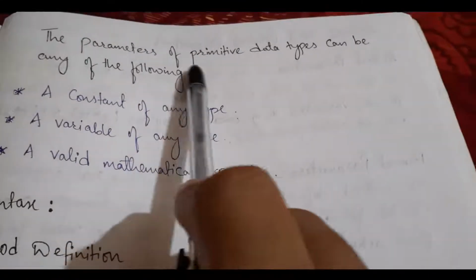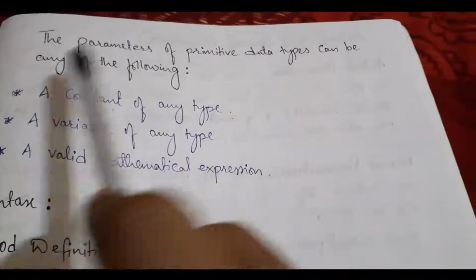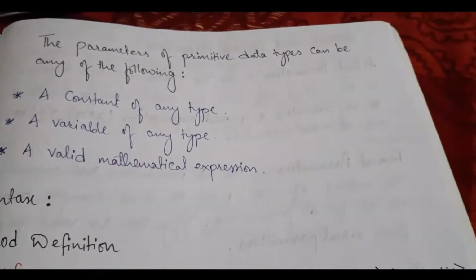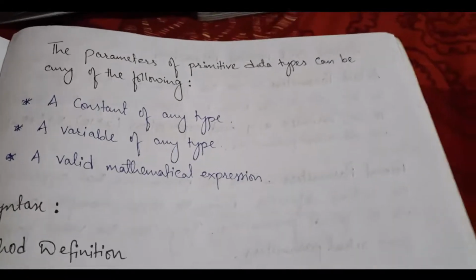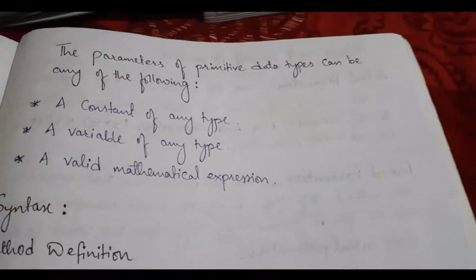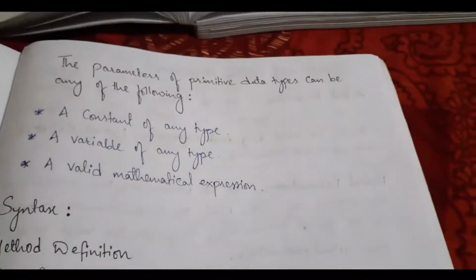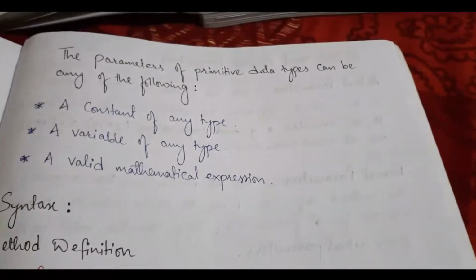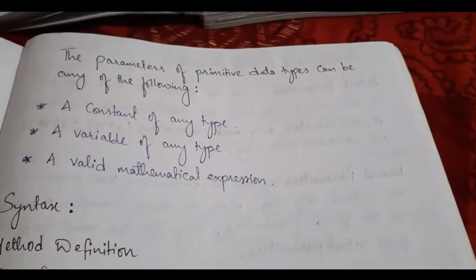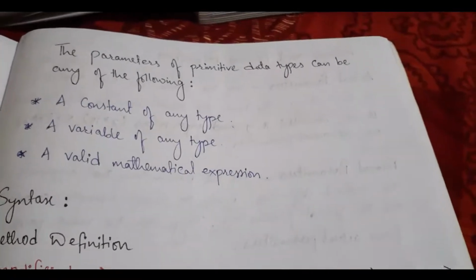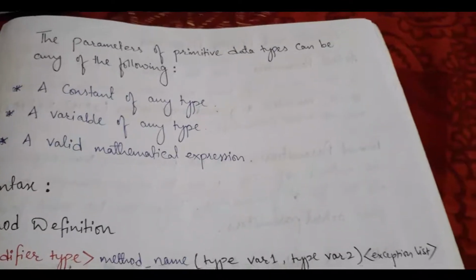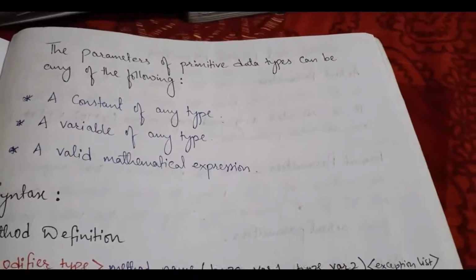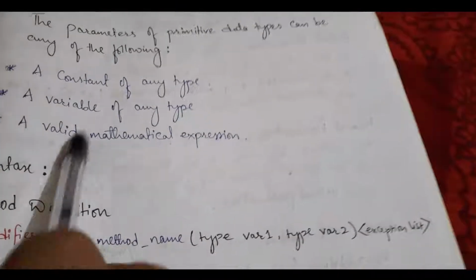So the parameters of primitive data type can be any of the following. That means if I select the first form, that is call by value, call by value will help to include the arguments which are of primitive data type. So if we are including the primitive data type arguments in the programming, what are the things that we have to know? What are the things that we can include for this primitive data type? Let us know these things.